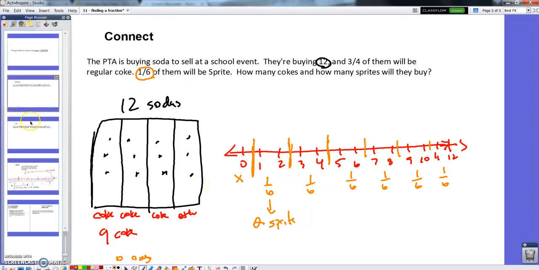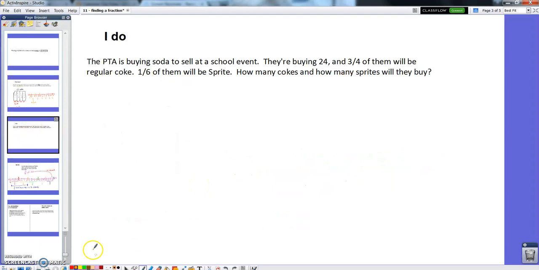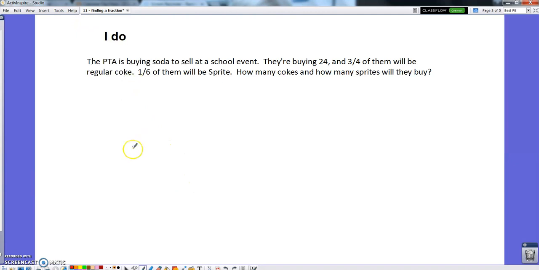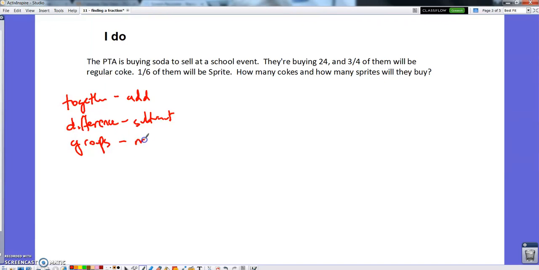So I want to show you something. Sometimes in math there are keywords that tell you what operation to do, right? Like when you see together or put together, that usually tells you to add. When you see the word difference, what's the difference between how many Susie has and how many Jimmy has? Difference tells you to subtract. And groups, depending how it's used, that might tell you to multiply or divide, right? There's keywords that tell you what operation to do in math sometimes.